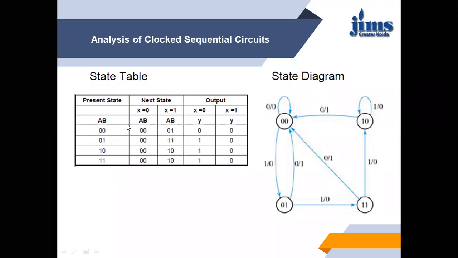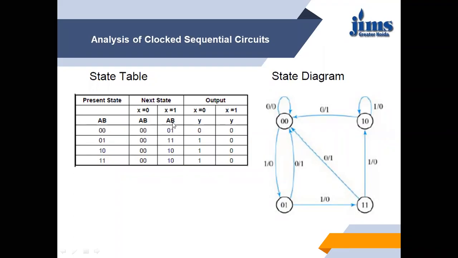So with the help of state table, whenever present state is 0, 0 and input is 0, next state is 0, 0. The present state is 0, 0. Input is 0. We write input oblique output. Whenever X equals to 0, next state is 0, 0 and the output is 0. So the arrow shows the next state where it is terminating and the output is 0.